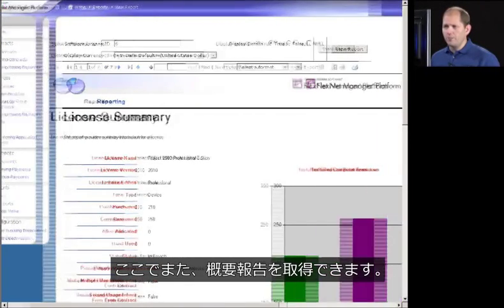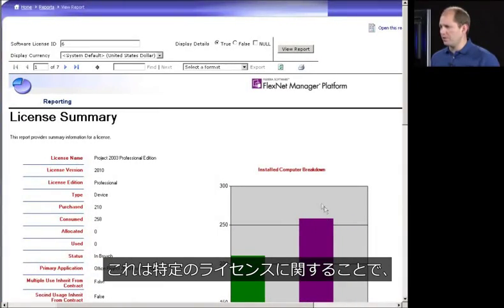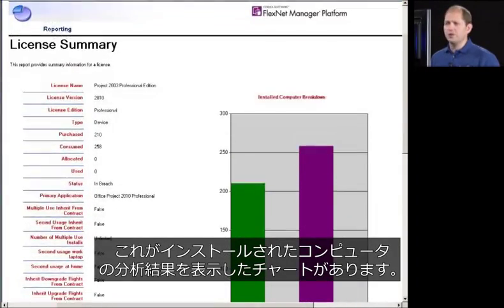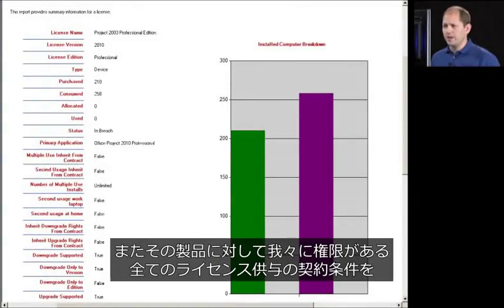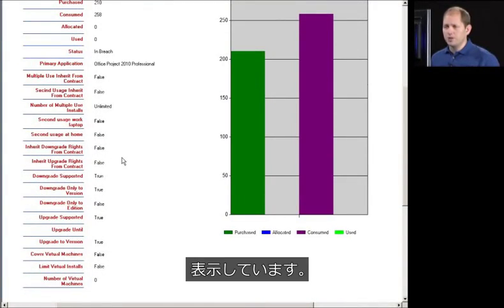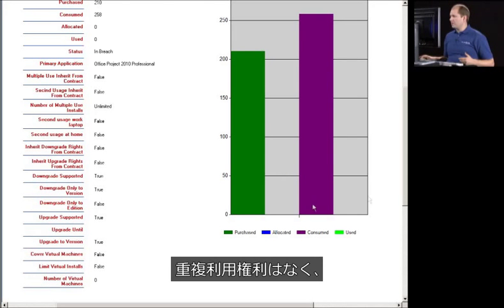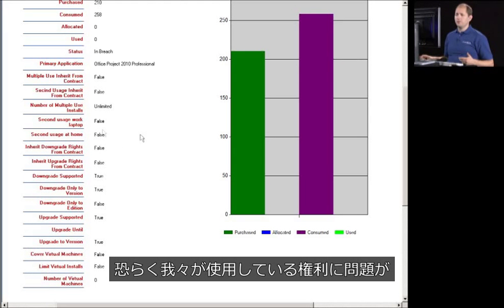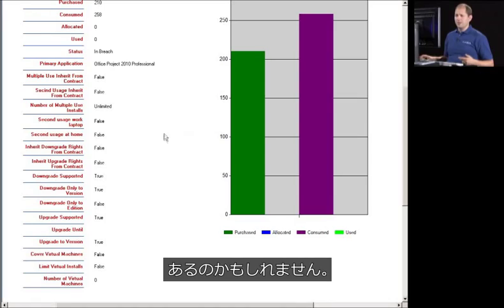And so here again we get a summary report. This is on a particular license. It's got a chart showing the breakdown of computers that have this installed, and also shows us all of the licensing terms and conditions we're entitled to on that product. So in this case, you understand that we don't have secondary usage rights and we don't have multiple usage rights from the contract. And so maybe there's a problem with the rights that we're using.